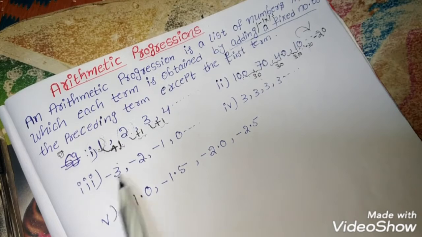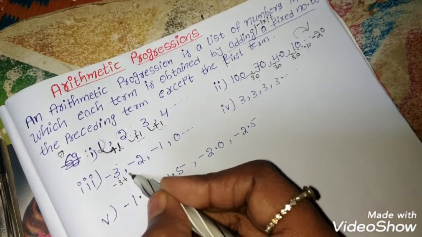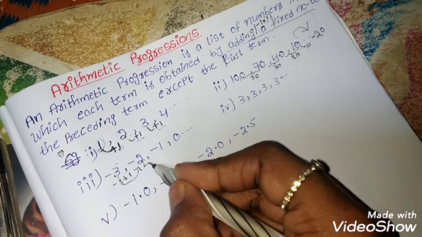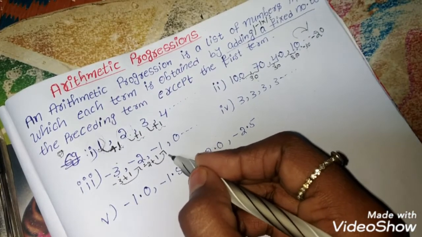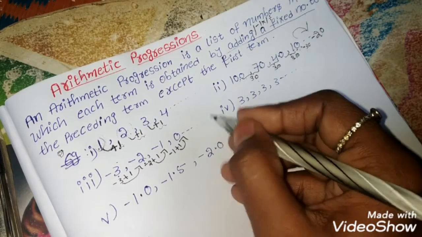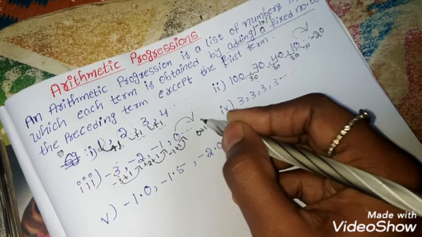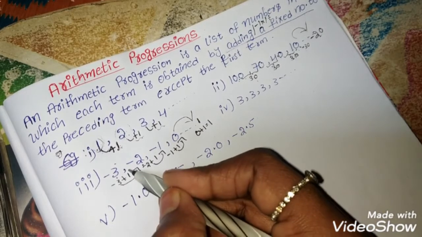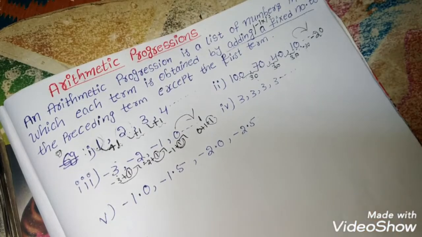And what about the third question? See here. If we do minus 3 plus 1, we get minus 2, right? Again, minus 2 plus 1, again we get minus 1, right? Again, minus 1 plus 1, we get 0. Am I correct? Again, what do we do for the next term? 0 plus 1, we get 1. The next term is 1. So here in every term we are adding 1. So it is an arithmetic progression.